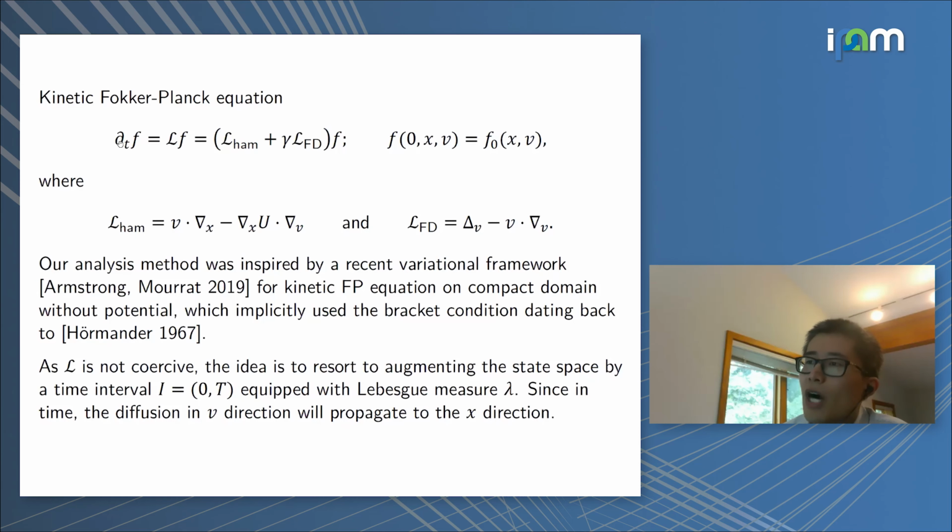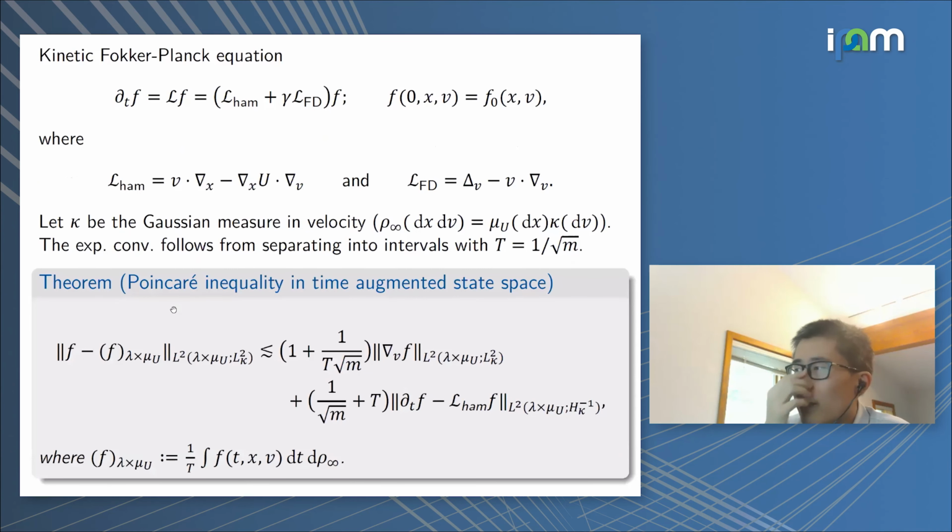So we consider the operator, derivative in time minus the generator, and the idea is actually to establish a Poincare inequality for that. Okay, so that we can use the fact that in time this thing becomes coercive. Okay, so this is kind of the result.